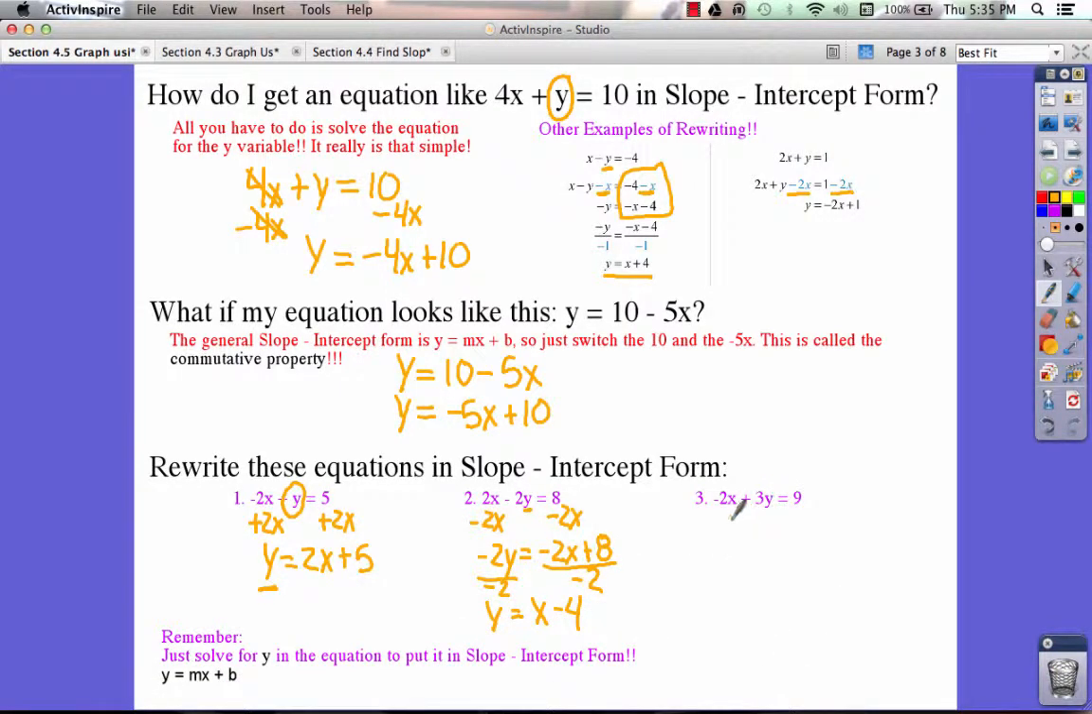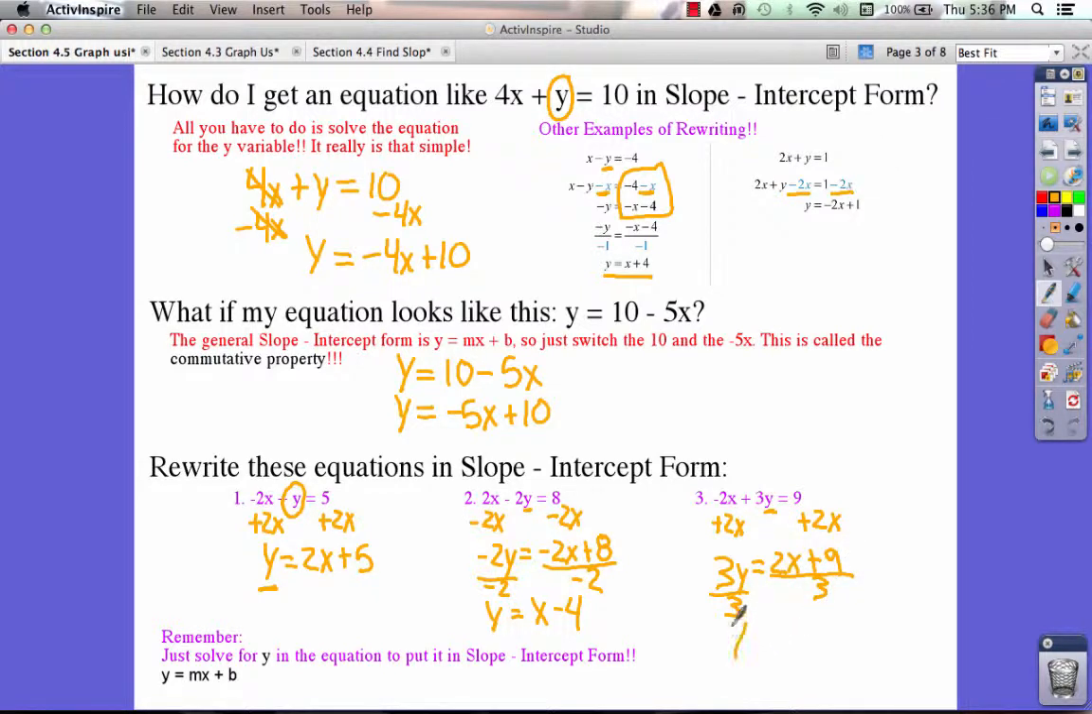And the last one, negative 2x plus 3y equal 9. Again, get rid of the addition or subtraction first. It's negative, so we got to do the opposite. So add 2x. Remember, we're solving for y. So we get 3y equals 2x plus 9. Now we're going to divide each side by 3.